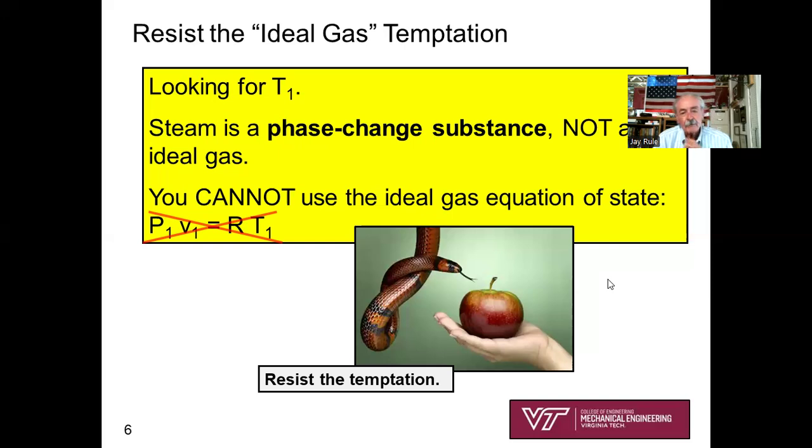You say, okay, well, I'm looking for T1. Why don't I just use PV equals mRT? You need to resist that temptation, because the problem statement said steam. When you see the word steam or water, all bets are off relative to the ideal gas equation of state. So you must resist the temptation to use an ideal gas relationship.